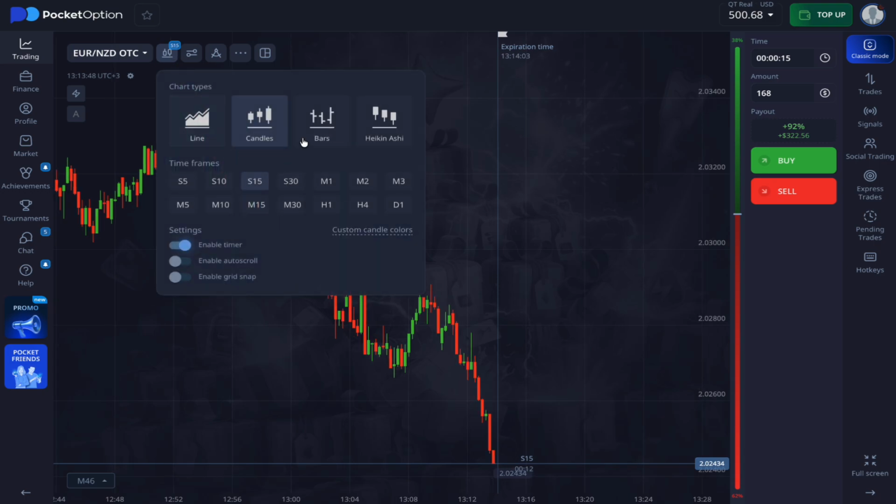Before starting a trading session, I always recommend setting the chart type to candlesticks. It's the most optimal chart for this broker. For the interval, I chose 15-second candles. That's what we'll be trading and doing technical analysis on today.